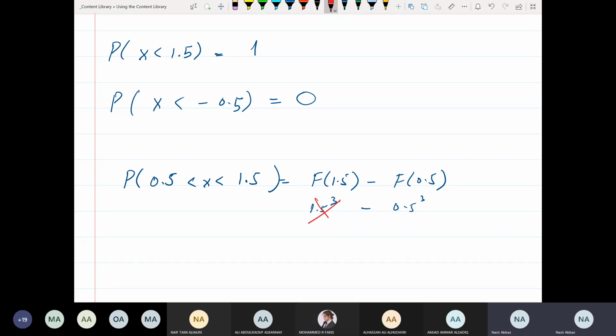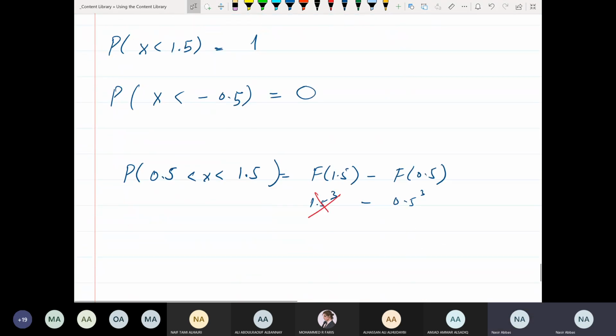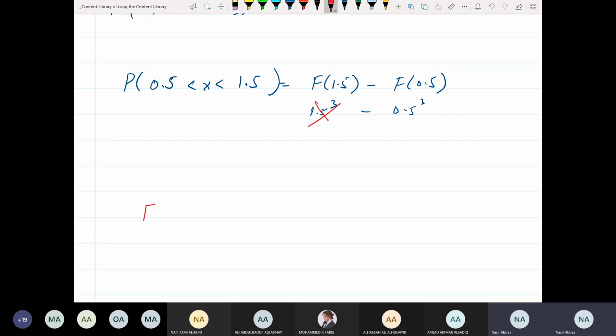It's not 1.5 cubed. So when you write capital F of X, it's better to write the domain of the variable also there. Above this domain, the probability is 1. Below this domain, the probability is 0. So capital F of X above 1 will always be 1, and below 0, it will always be 0. So you can also write capital F of X like this: it's X cubed when X is between 0 and 1, above 1 it is 1, and below 0 it is 0.